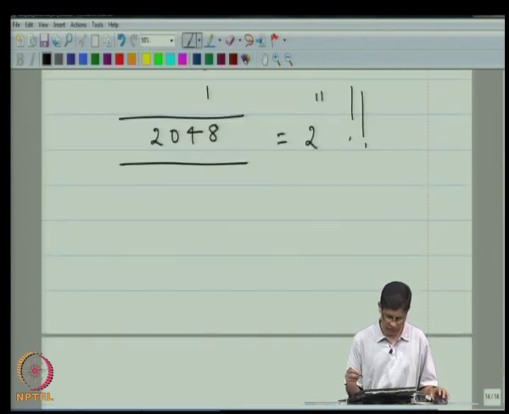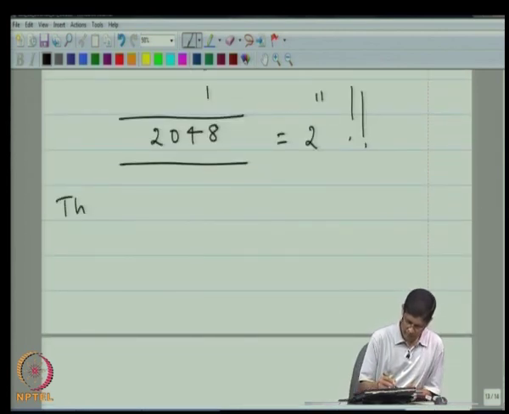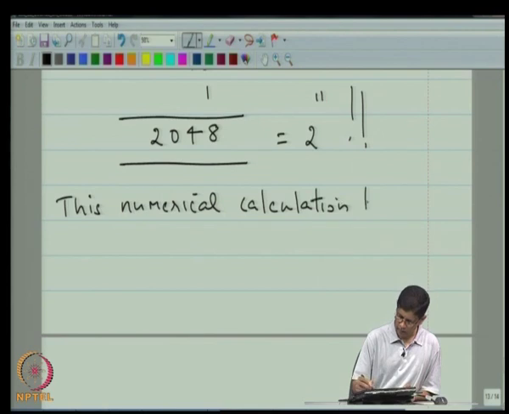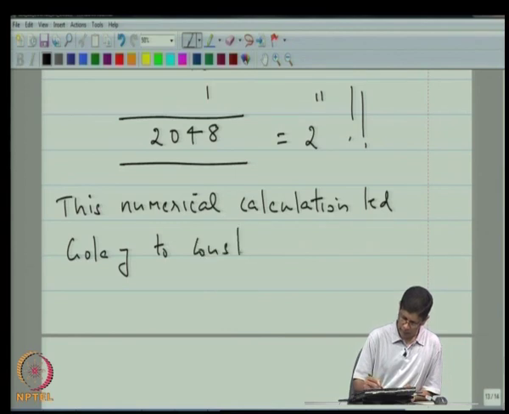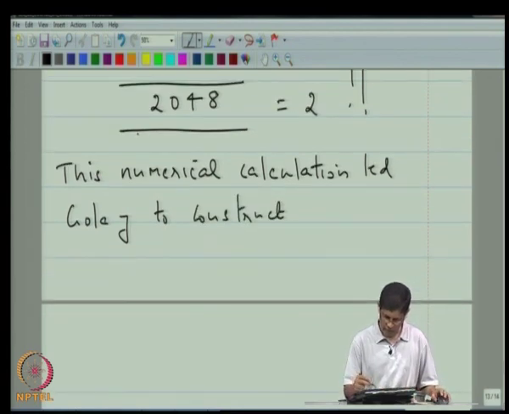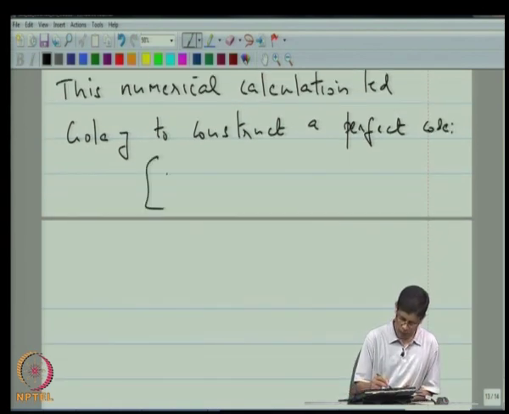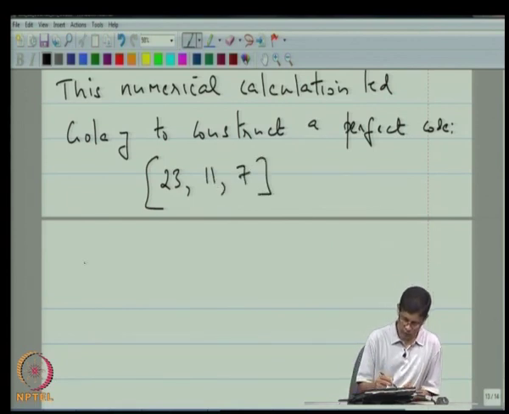We will not go any further into this. This numerical calculation led Golay to construct a perfect code. The parameters of this code were length 23, dimension 11, and minimum distance 7. This code is now called the Golay code, not surprisingly.